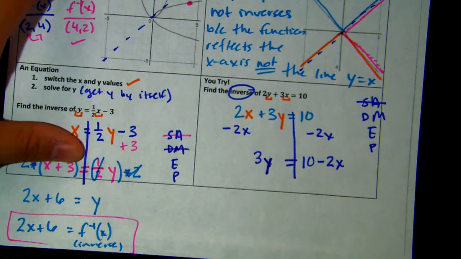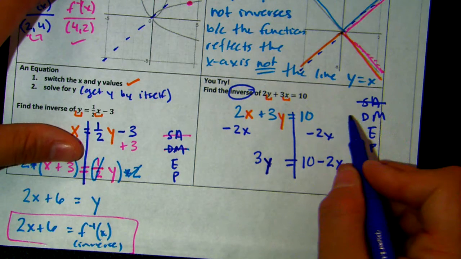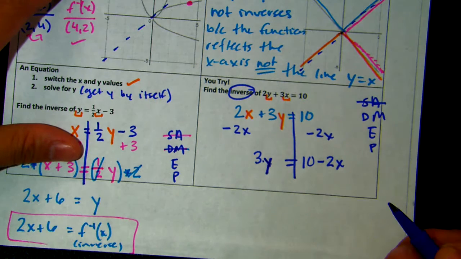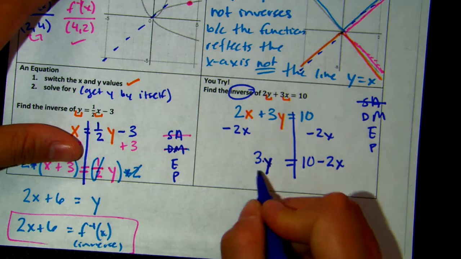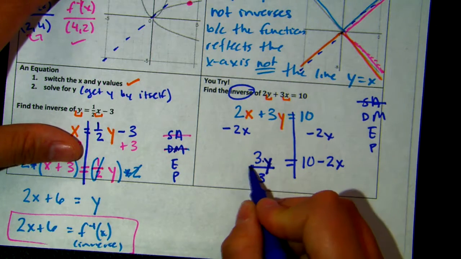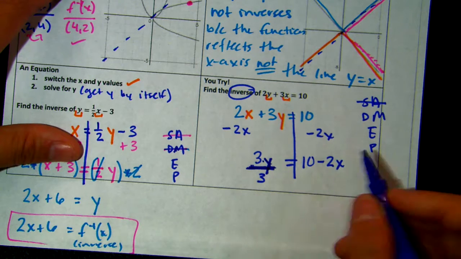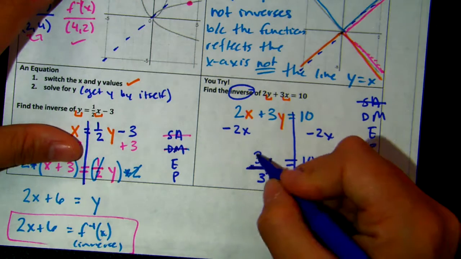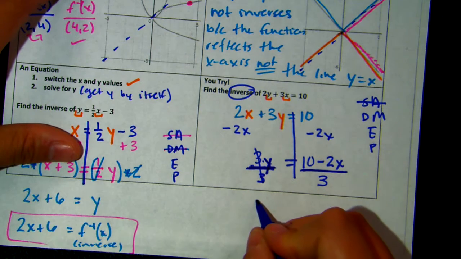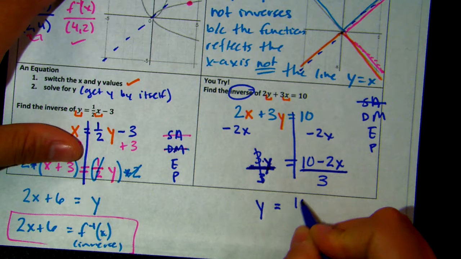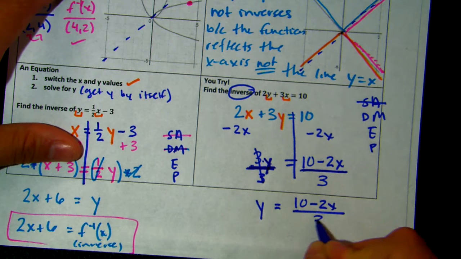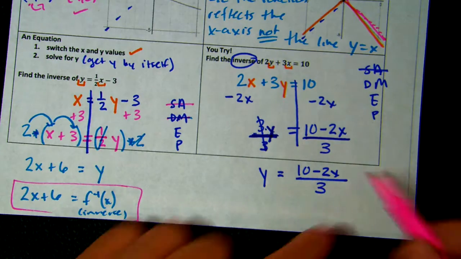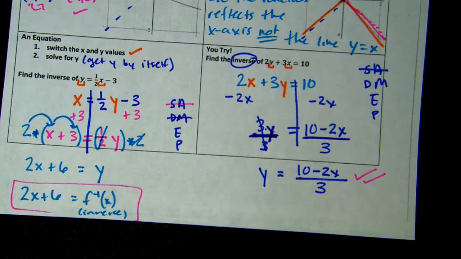Y is not totally by itself yet. I need to look for division and multiplication next, which I see, because if 3 is right in front of y, that means multiplication. To cancel out multiplication, I divide. If I divide this entire side by 3, I also have to divide this entire side by 3. So the 3's cancel out here, and I'm left with y is equal to (10 minus 2x) over 3. That is a totally correct answer. Okay, this is 100% a correct answer.